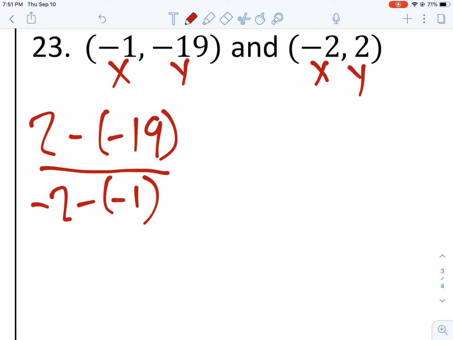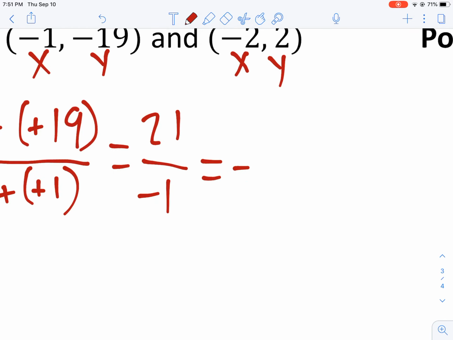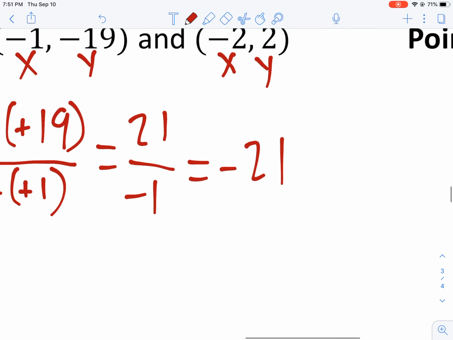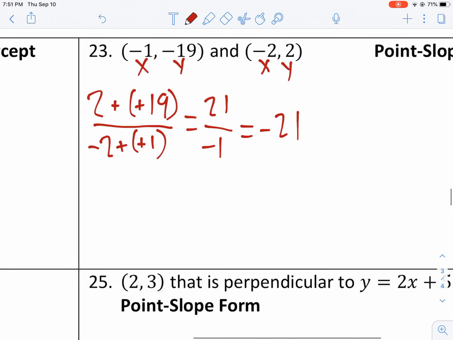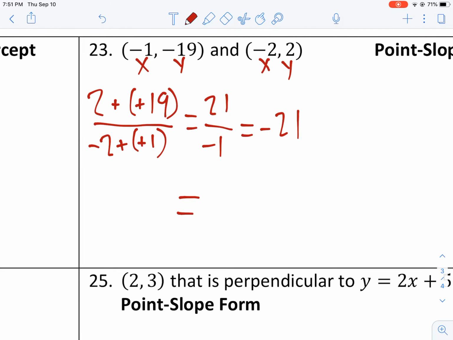So for both of these, these are going to end up being plus. So 2 plus 19, that's 21. Negative 2 plus 1, that's negative 1. So 21 divided by negative 1 is negative 21. So our slope is negative 21. Now, they want this in point slope form, so I'm going to go ahead and start that. Our slope in point slope form comes right after our equal sign.